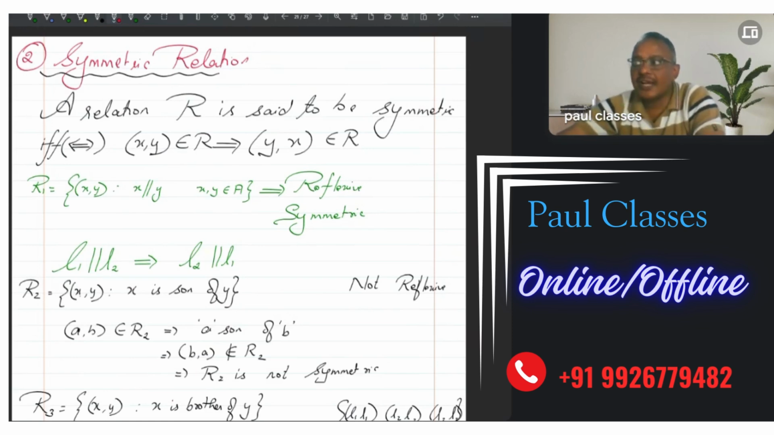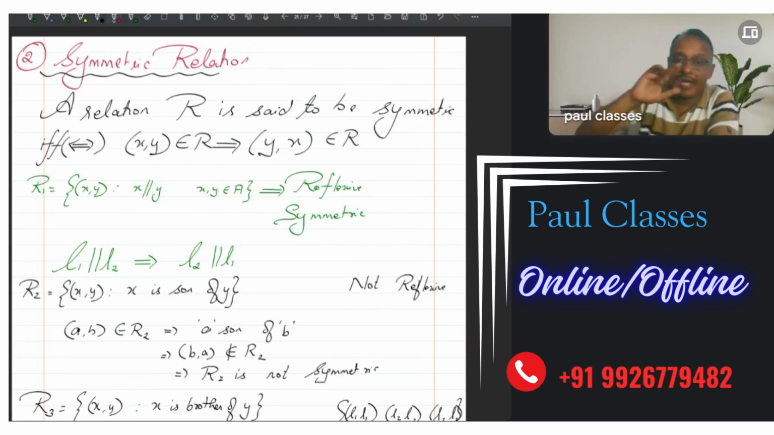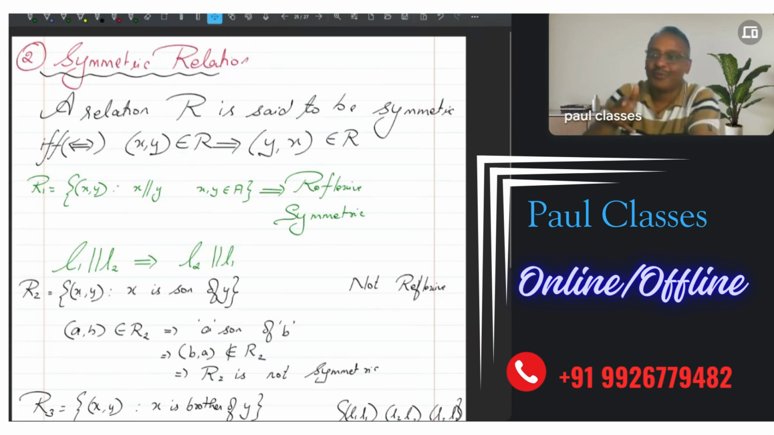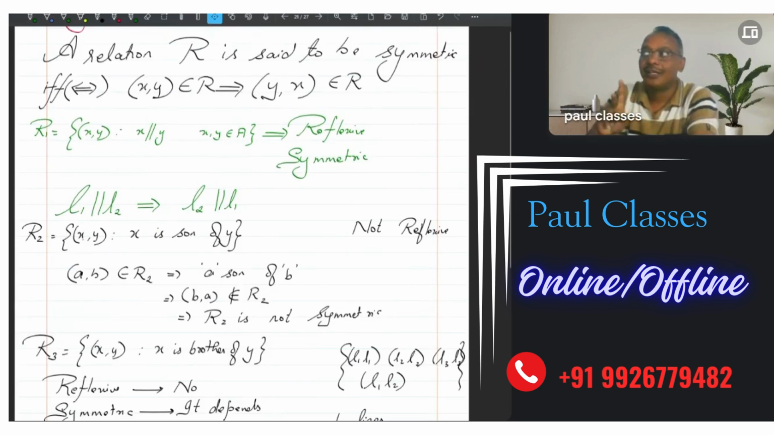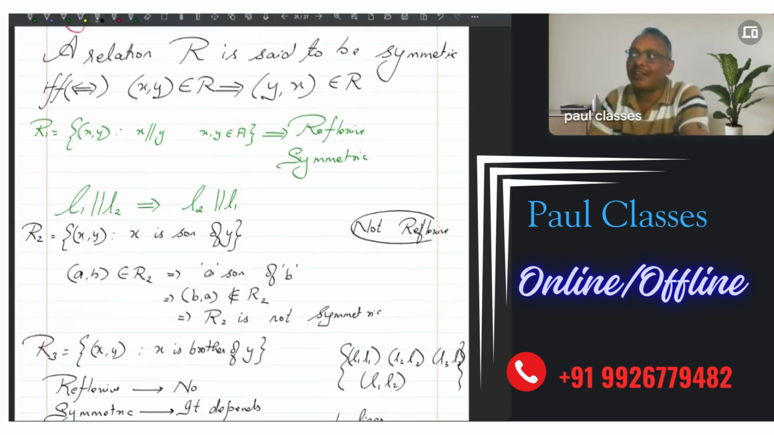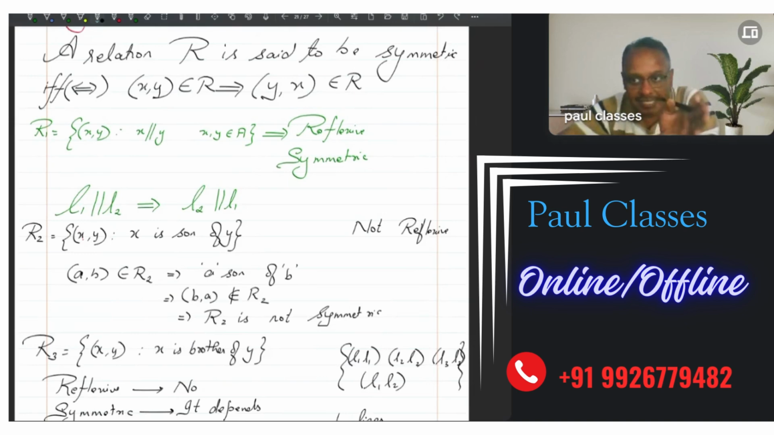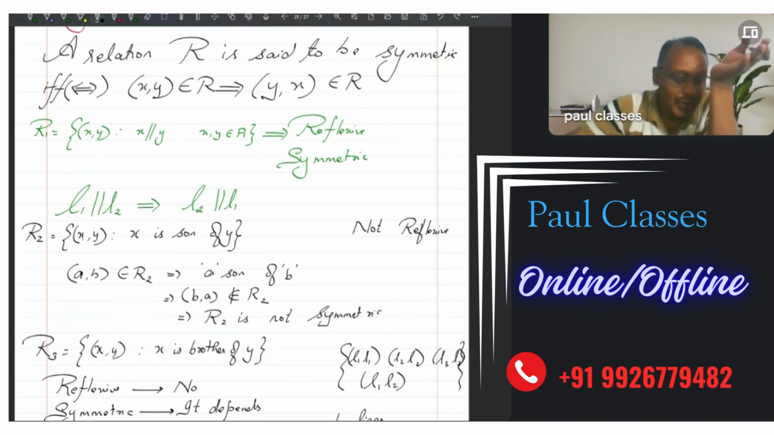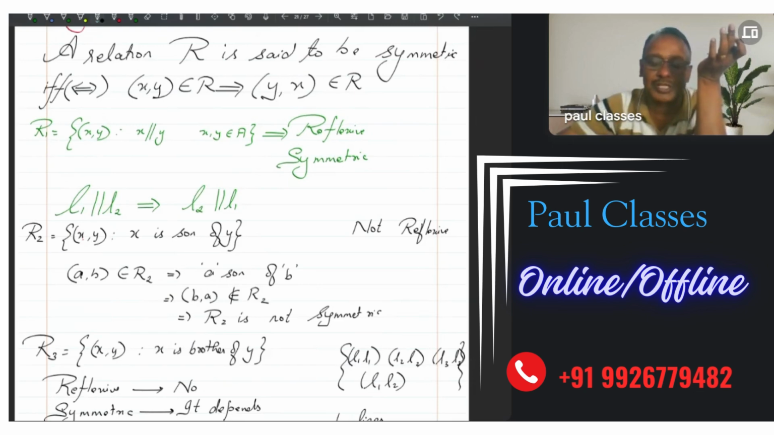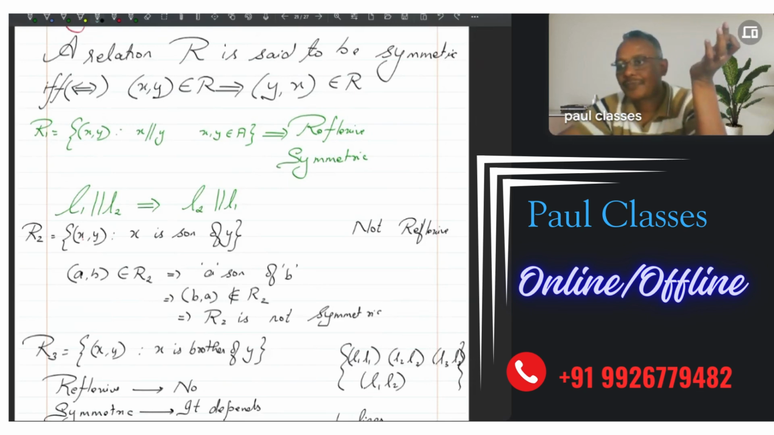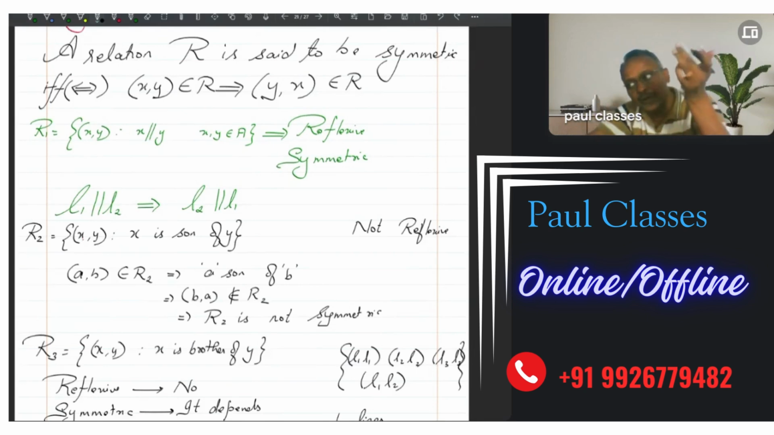If X is son of Y, will Y be son of X? No, Y would be the father of X. So this is not a reflexive relation. Neither is it a symmetric relation. It is not reflexive, self-related is not there. How can one be the son of oneself? So it is not reflexive. And neither is it symmetric. If X is son of B, A is son of B, B won't be son of A, so it is not symmetric either.